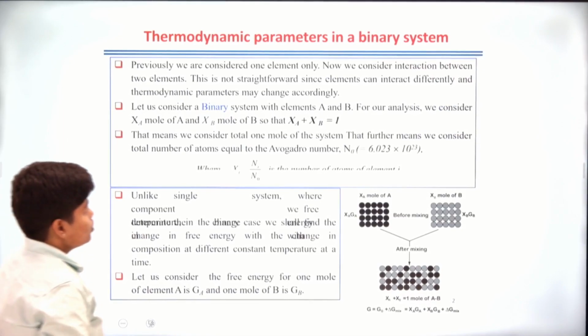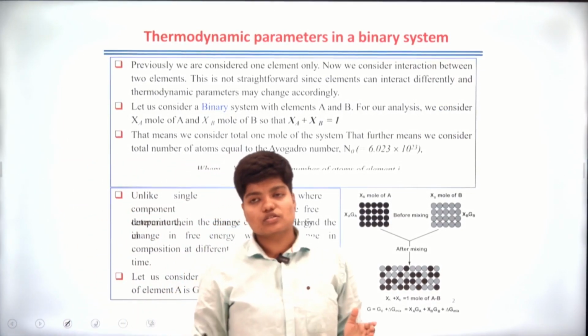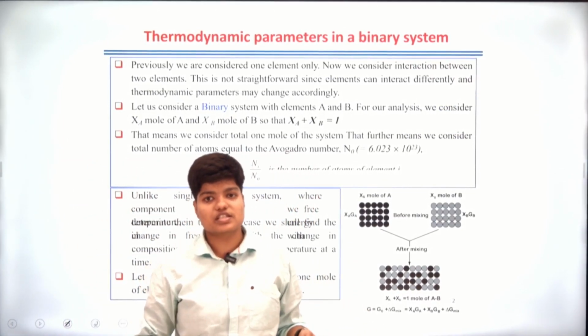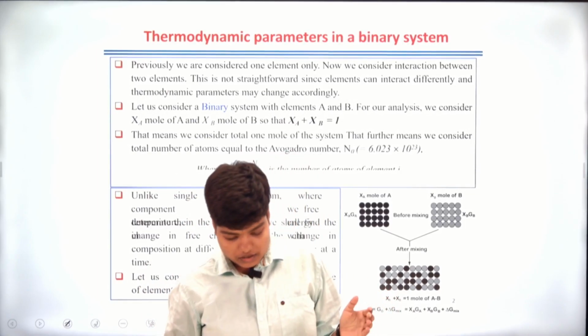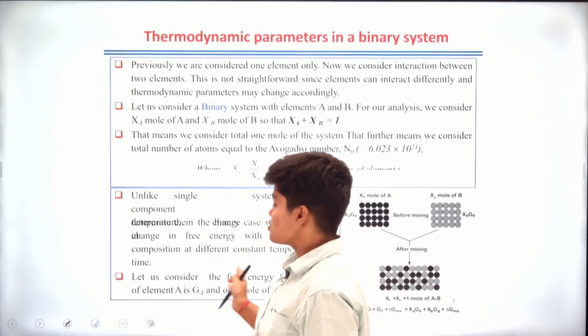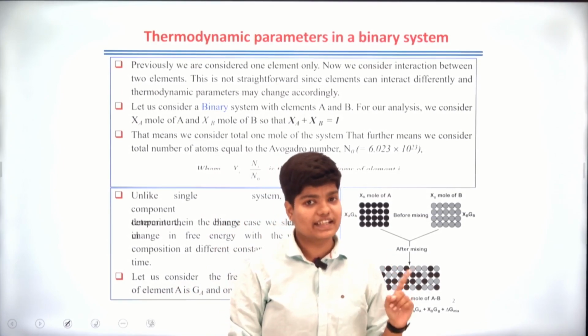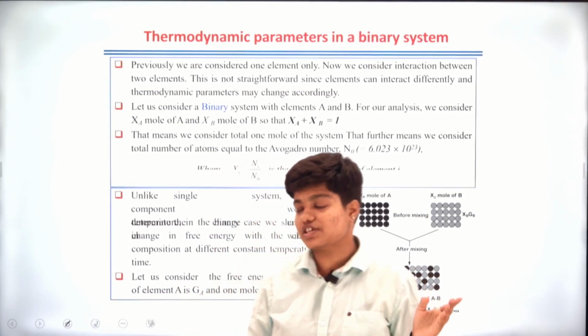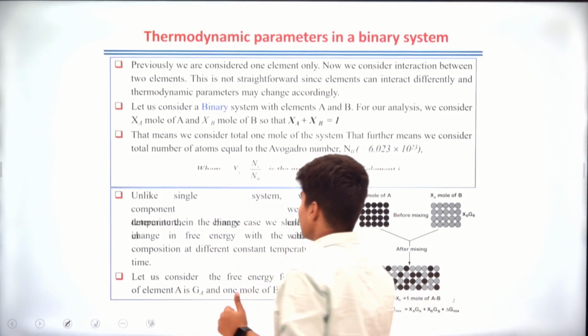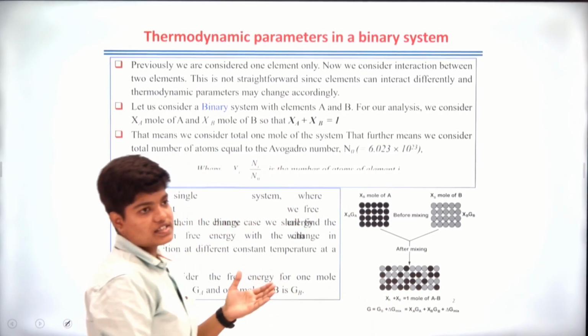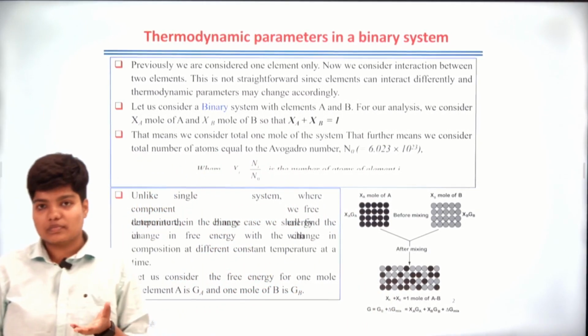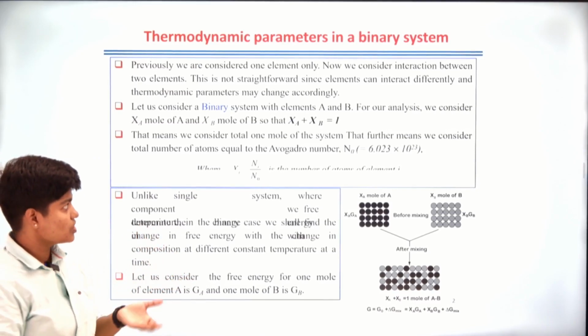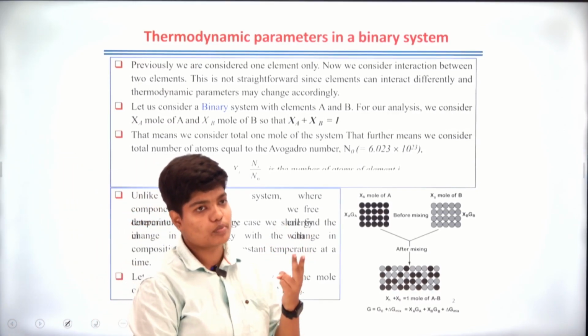Now we are going to see how the thermodynamic parameters change in a binary system. In the last class we discussed the single component system, what phases are there and how they change. In today's class we will derive how the parameters like ΔH melting, ΔG, ΔH mix and ΔG mix change in a binary system. Binary system means 2 components are there.